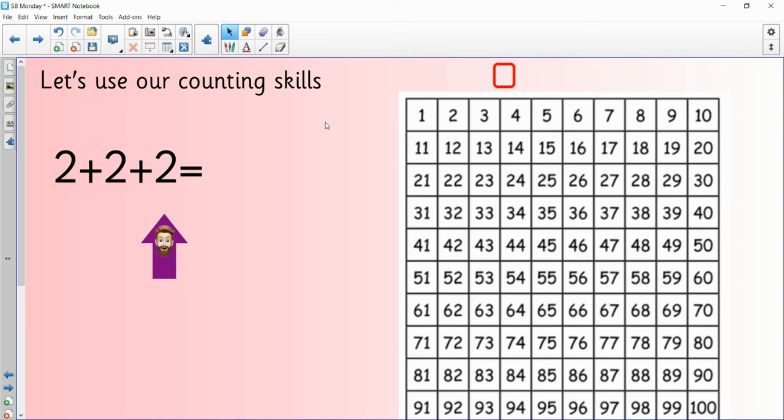So I'm going to count in 2s on my 100 square. And I'm going to count in 2s 3 times. 2, 4, 6. Can you see the 3 2s there? 1, 2, 3. 3 2s, and the answer is 6. Well done. Let's do another one.